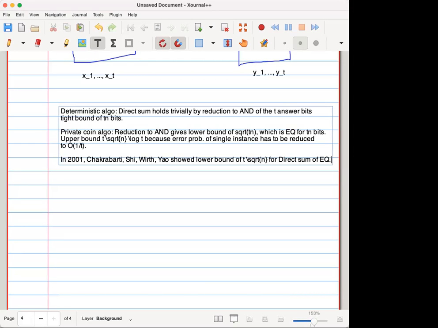But Chakravarti, spelling, I think this is how that guy spells it. Oh, it is not your spelling. This is not Shantanu Chakravarti, this is Amit Chakravarti. I think he spells it this way. Anyway, let's not bother about how to spell it. Amit Chakravarti, Yao Yun Shi, some guy called Andrew Worth, and then Andrew Yao.